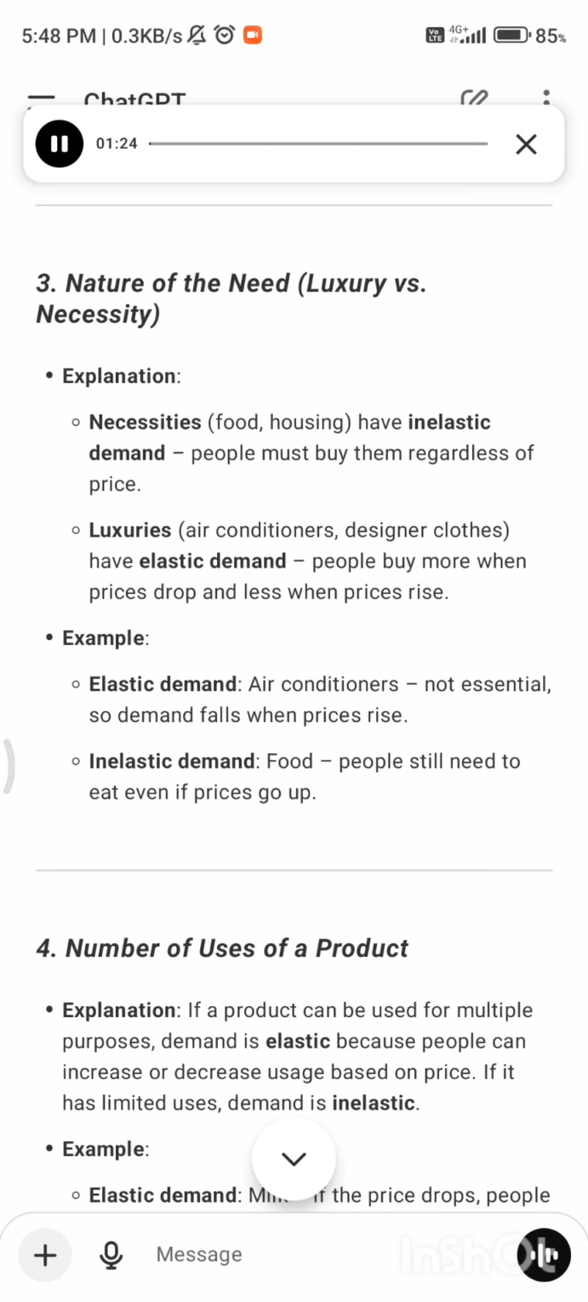3. Nature of the need, luxury versus necessity. Explanation. Necessities, food and housing, have inelastic demand. People must buy them regardless of price. Luxuries, air conditioners and designer clothes, have elastic demand. People buy more when prices drop and less when prices rise. Example. Elastic demand: air conditioners are not essential, so demand falls when prices rise. Inelastic demand: food, people still need to eat even if prices go up.